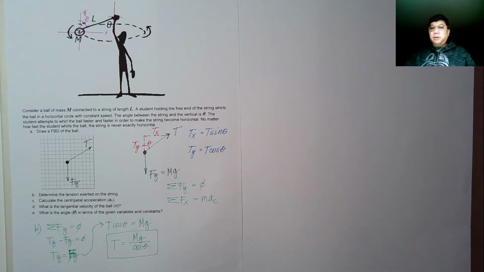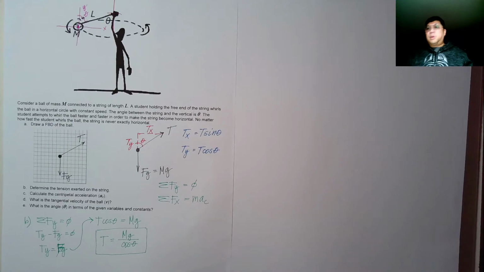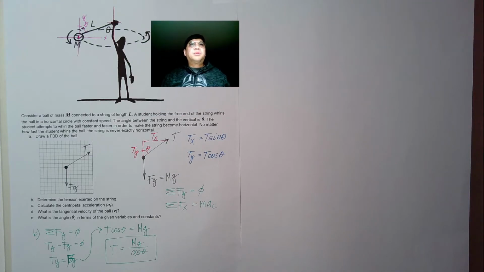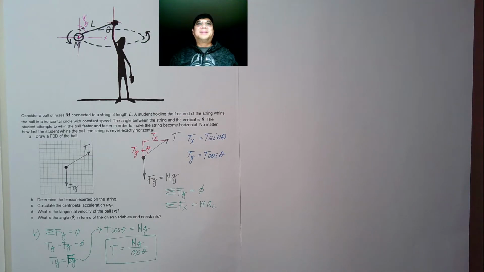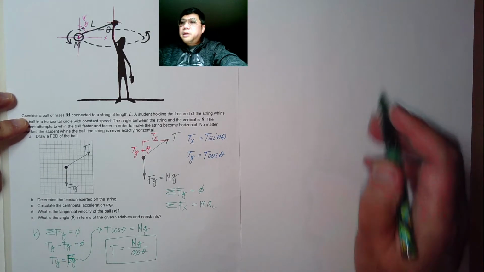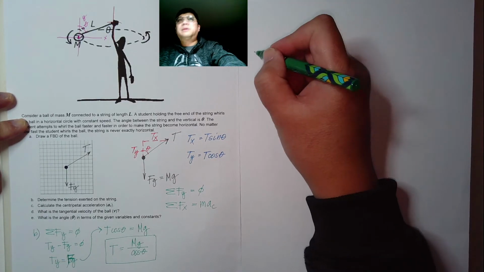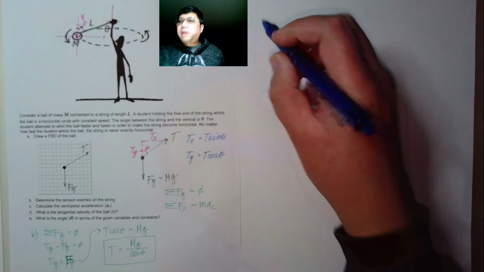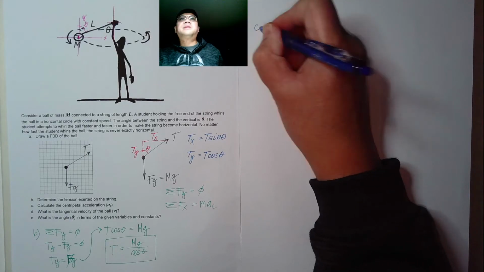Now let's figure out the centripetal acceleration. Let me just move my video. So for letter B, it's done. Now let's work on letter C. Let's use a different pen so we can recognize the difference. So this is letter C.